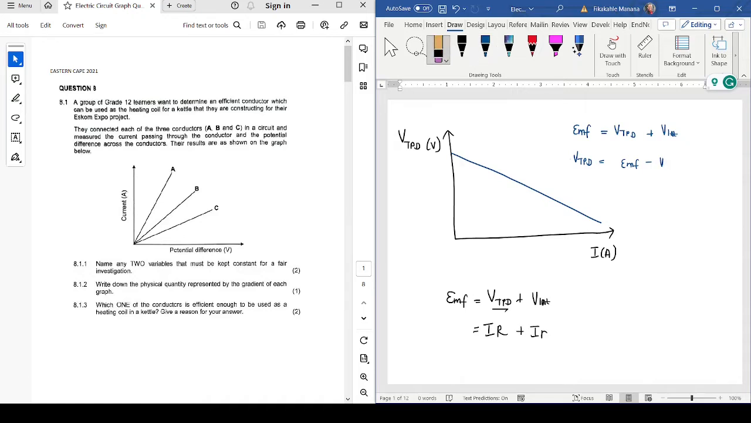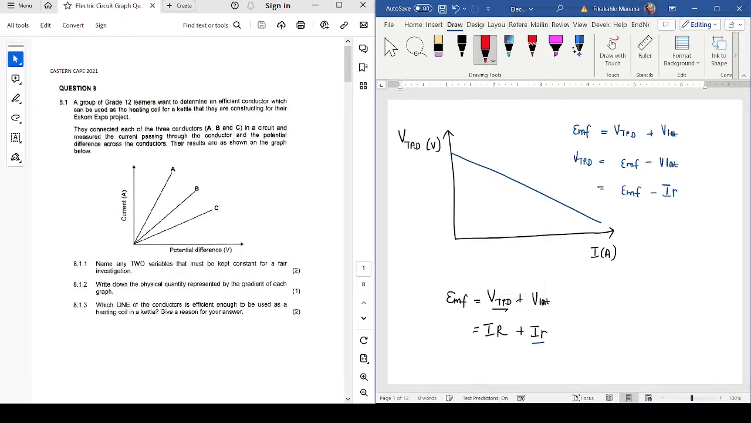Let me just erase that. Minus your lost volts. Remember, your lost volts is basically your current times internal resistance. Now, I hope you see here that you have a negative. Do you see the relationship? You have a negative linear function.